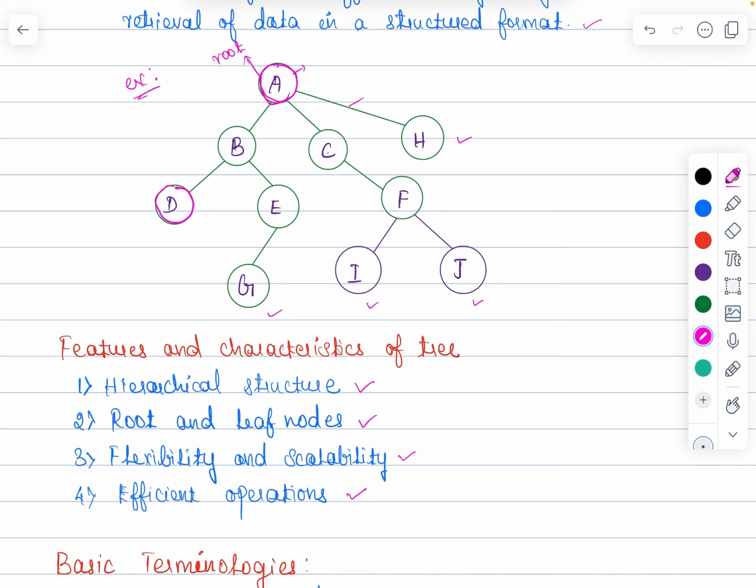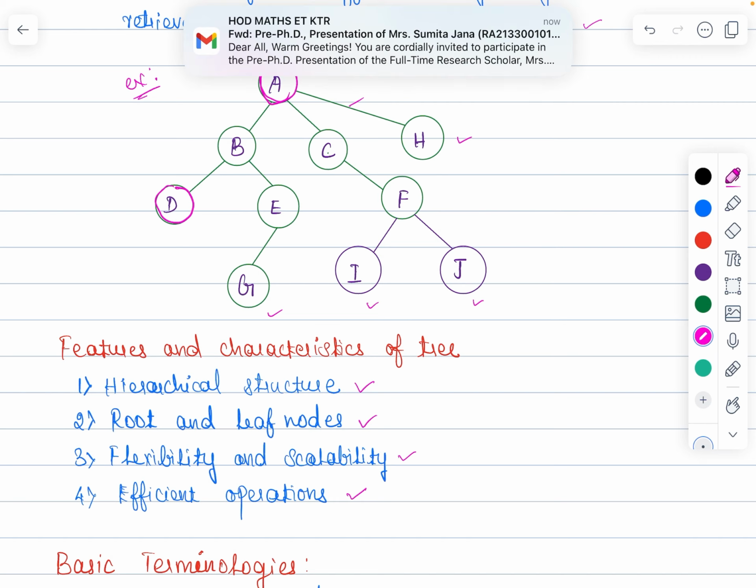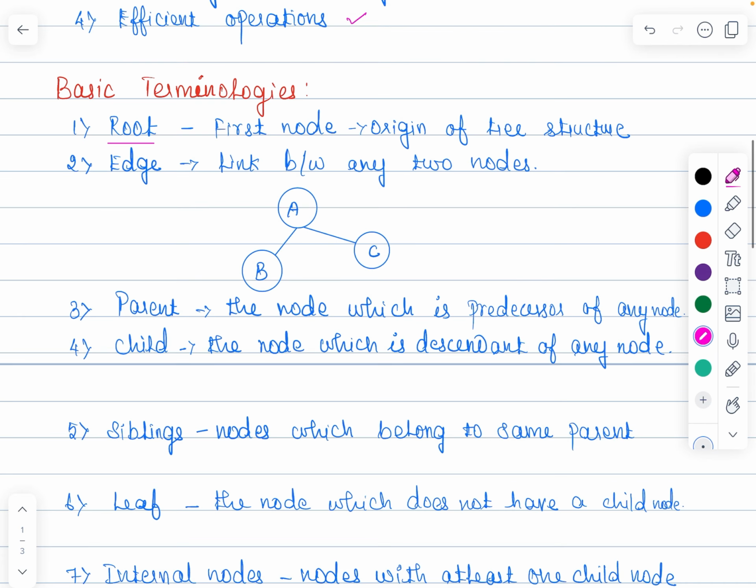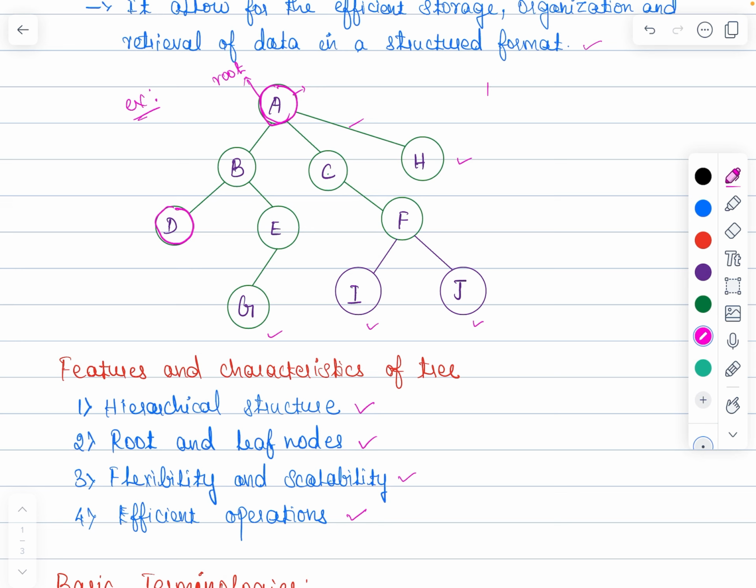In any tree there must be only one root node, and we can never have multiple root nodes in a tree. In the previous example, the root node is A, which is the origin of the tree. And the second one is edge. An edge is the connecting link between any two nodes. In a tree with n number of nodes, there will be a maximum of n minus 1 edges.